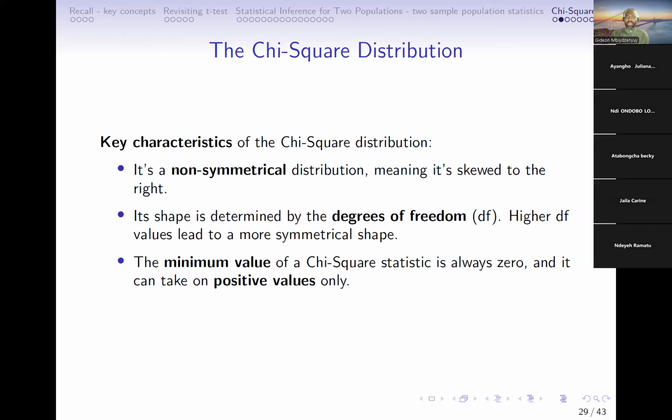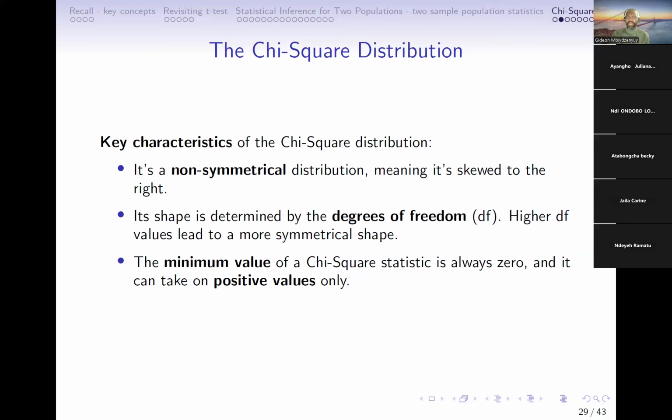Its shape is determined by the degrees of freedom, basically how much the different groups are allowed to vary within that data. If you have data with males and females, you have 2 categories, because the data can vary between those. If you have other categories, that's what we call the degrees of freedom. Higher degrees of freedom values lead to a more symmetrical shape. We'll come back to what that means.